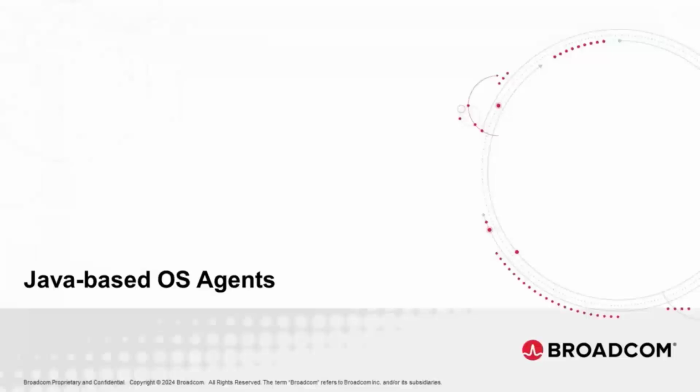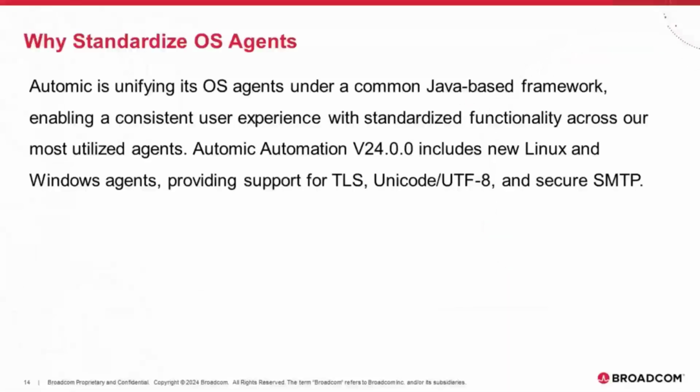Java-based OS agents. Starting with Automic version 24, we will unify the OS agents under a common Java-based framework. This enables a consistent user experience with standardized functionality across our most utilized agents. Automic version 24 includes updated Linux and Windows agents that provide support for TLS, Unicode UTF-8, and secure SMTP.